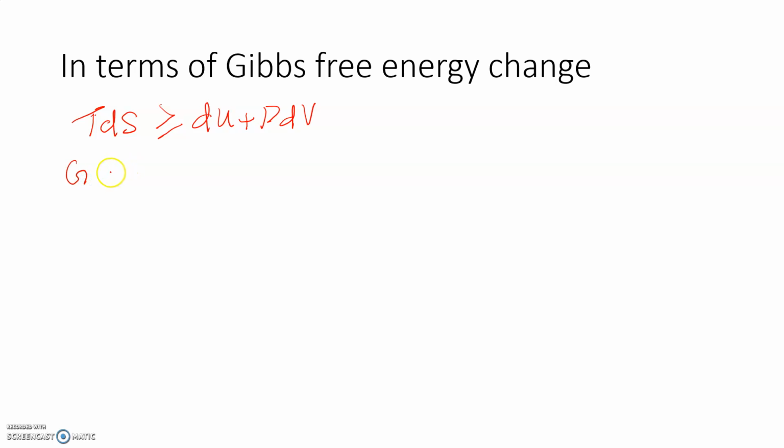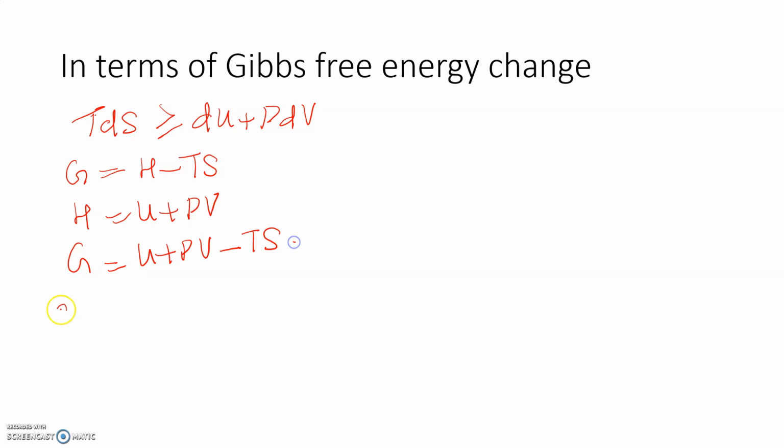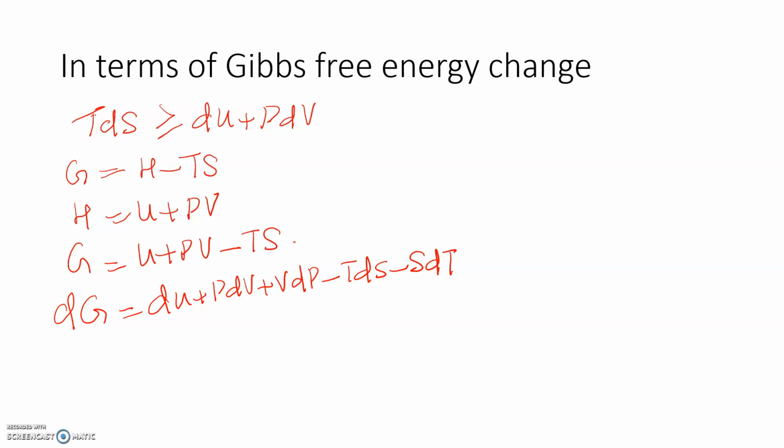What is Gibbs free energy change? G is equal to H minus TS. But what is H? U plus PV. So G is equal to U plus PV minus TS. From this, what is dG? dG is dU plus PdV plus VdP minus TdS minus SdT.